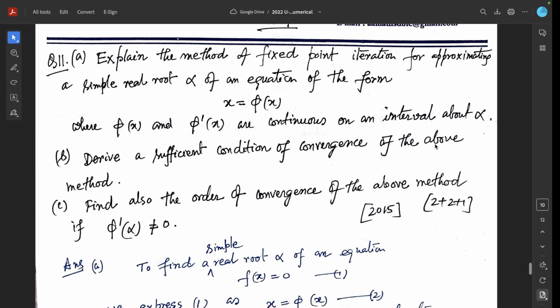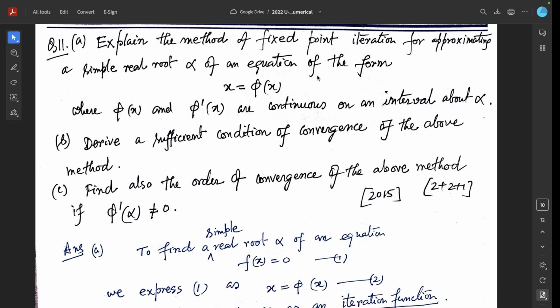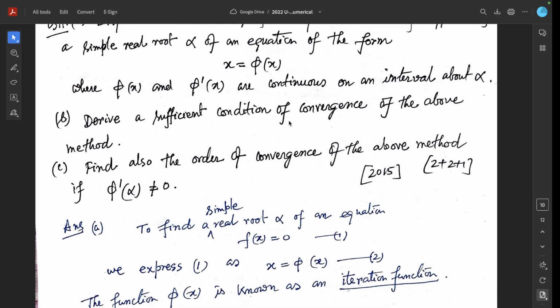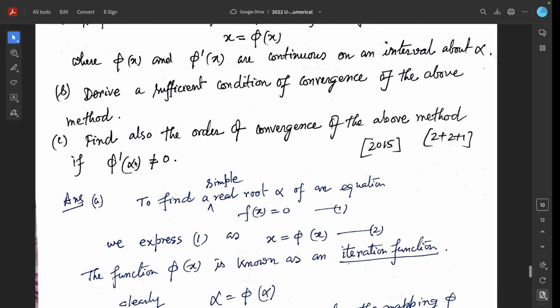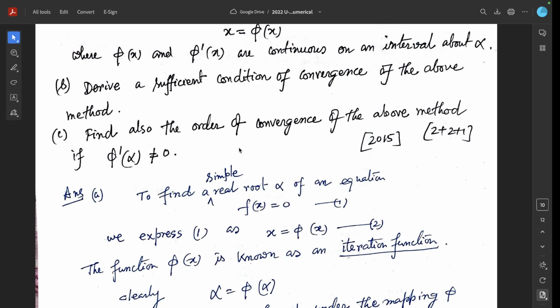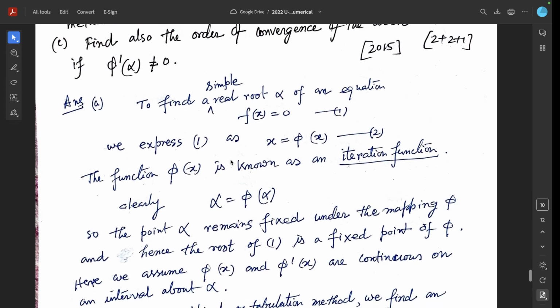Question 11a. Explain the method of fixed point iteration for approximating a simple real root alpha of an equation of the form x equal to phi x, where phi x and phi dash x are continuous on an interval about alpha. Question B, derive a sufficient condition for convergence of the above method. Question C, find also the order of convergence of the above method if phi dash alpha is not equal to 0.